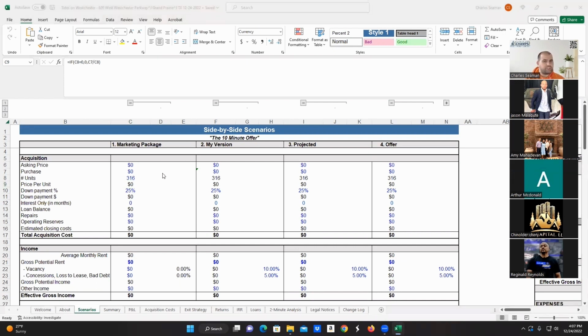The first thing is that you'll see different fields that are in blue and in black. The ones in blue are designed to be edited. The ones in black are not. They have formulas in them. Now, that doesn't mean you can't go there and edit the ones in black.